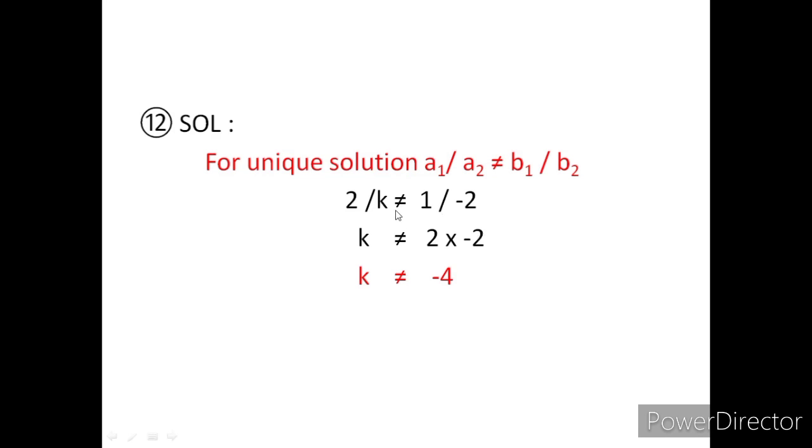Thereafter the cross multiplication: this k into this one is nothing but k. Then this 2 into minus 2 is nothing but minus 4. The answer is k not equal to minus 4. That means k takes any value other than minus 4. Then go to the 13th problem.